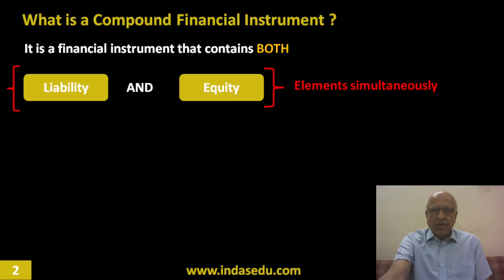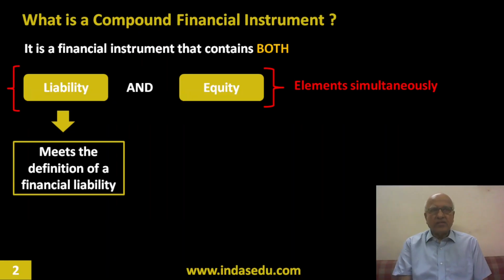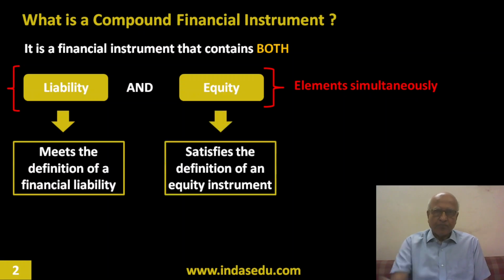So this compound financial instrument has two elements, one is liability, the remaining part is equity. Now it has one initial carrying amount. We calculate the liability component, that is the present value of the ultimate obligation, and the balance is the equity element, that is the potential value of the conversion. So you see two things.